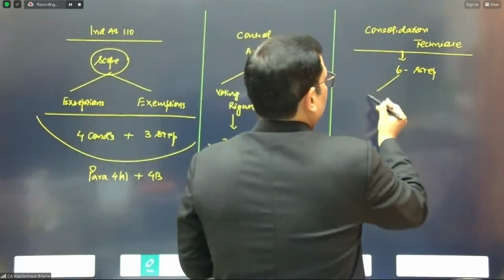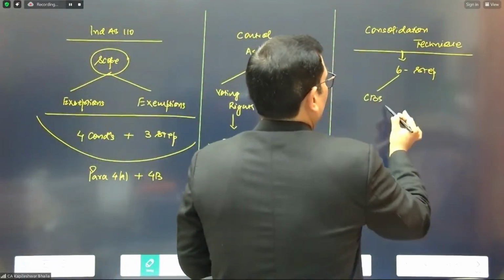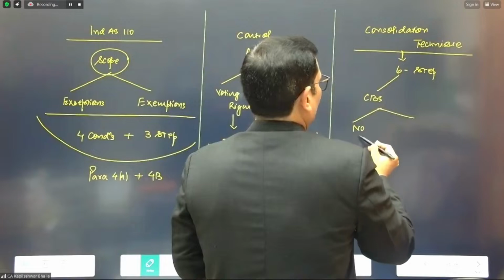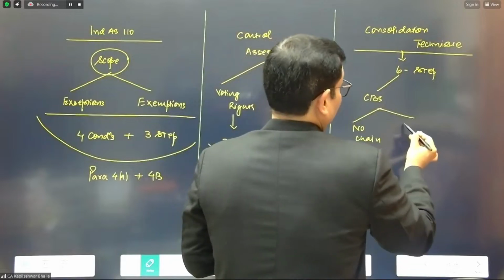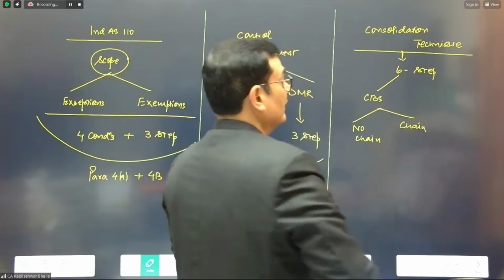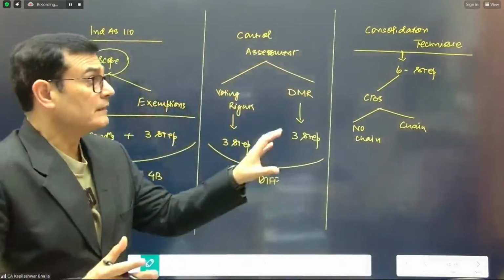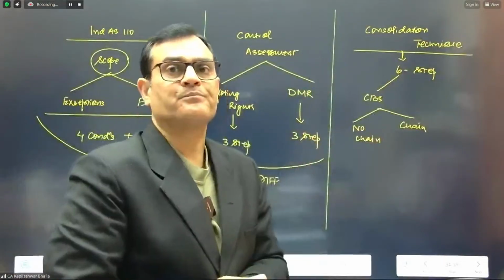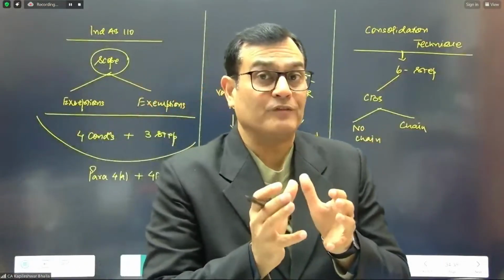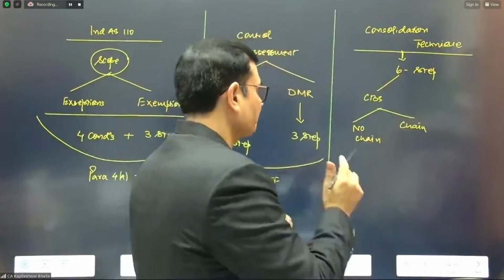Here we saw the consolidation of a balance sheet, and we saw the concept when there is no chain. And we also saw today that if there is a chain holding, how does a consolidation take place? The steps remain the same. But in this particular case, three focus points come into play.